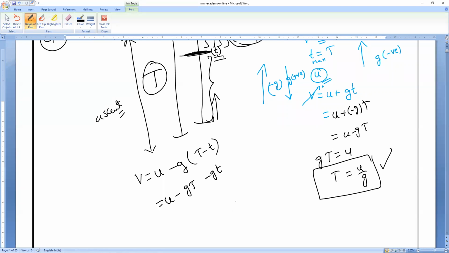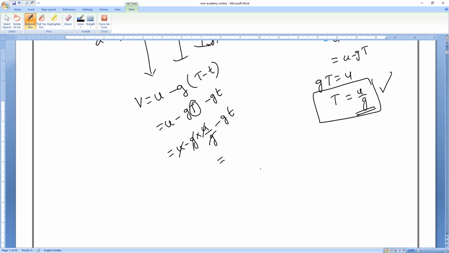Now observe very carefully and tell me: instead of capital T, I can substitute something. What is that? Anybody can tell? U by g. So the g's will get cancelled, and the u's will also get cancelled. So what is there? Minus of minus is plus, I forgot that. So plus g t.